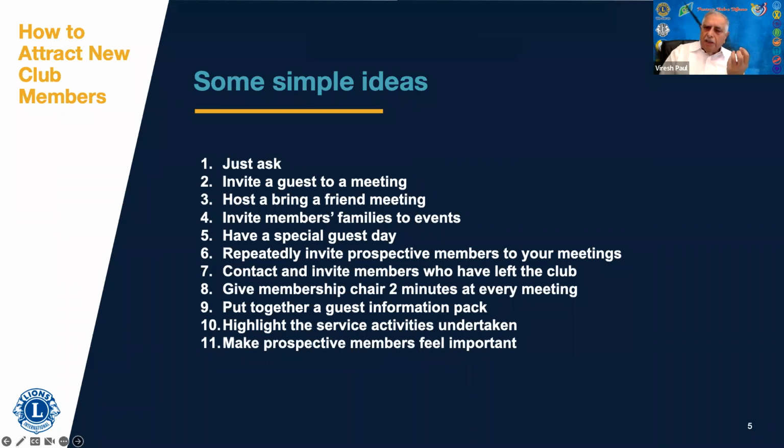How about that? Simple thing, but do you make prospective members feel important? Do you make them feel how welcome they are, how much you need them, how important they are to your club? That's about attracting membership.